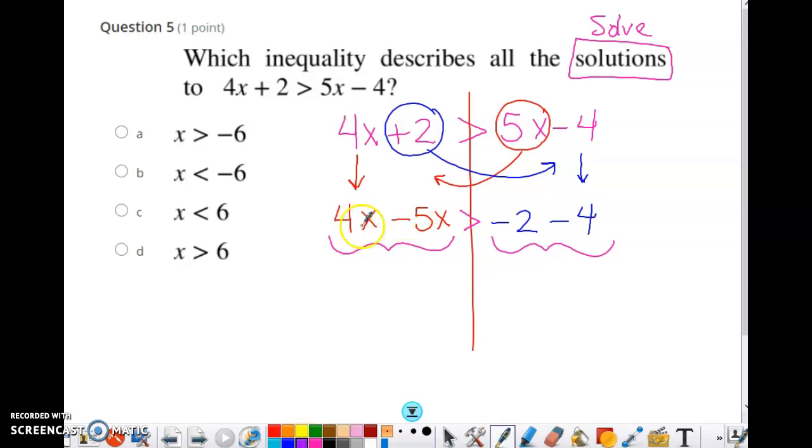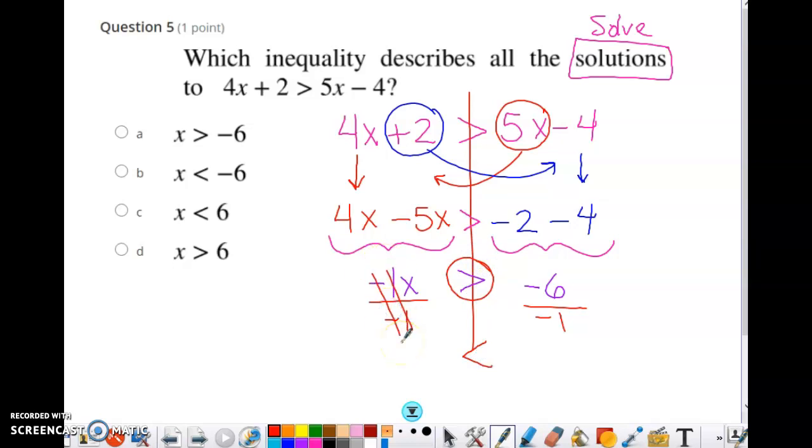Okay, so this gave me a negative 1. Both of them have an x, so my answer has an x. And then this gave me negative 6. Bring the sign down. The last step is to divide, and because we are dividing by a negative number, the sign's going to have to change. So make sure that you flip that sign.